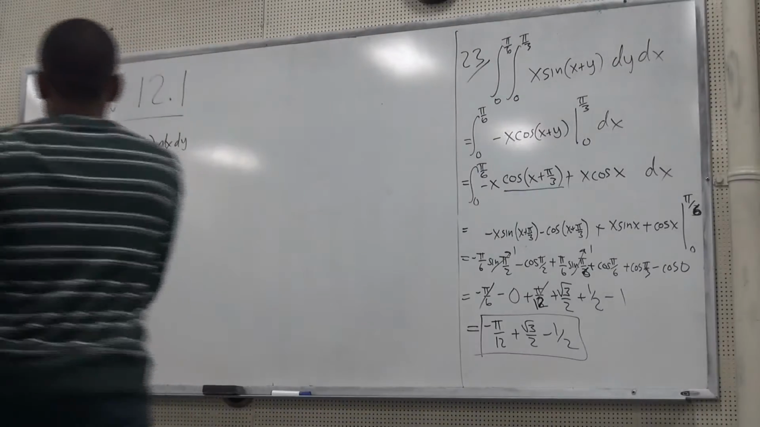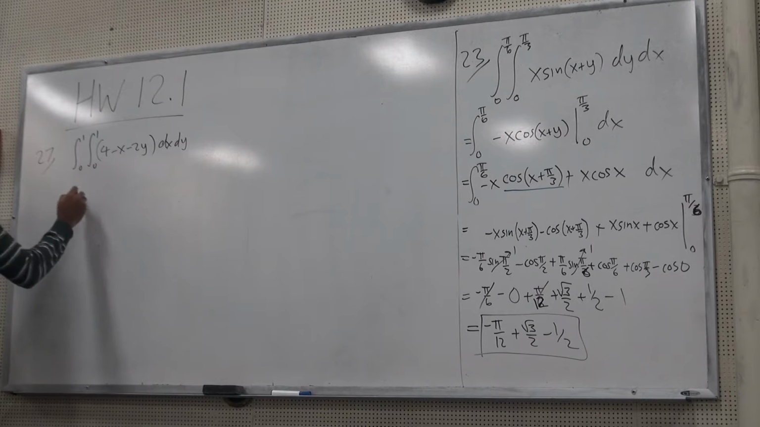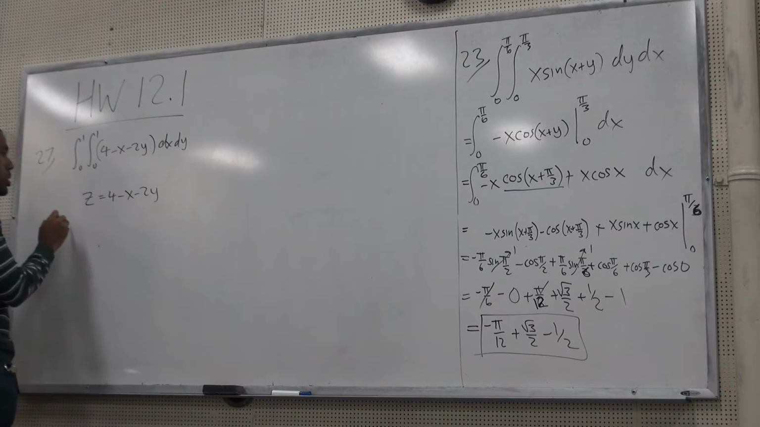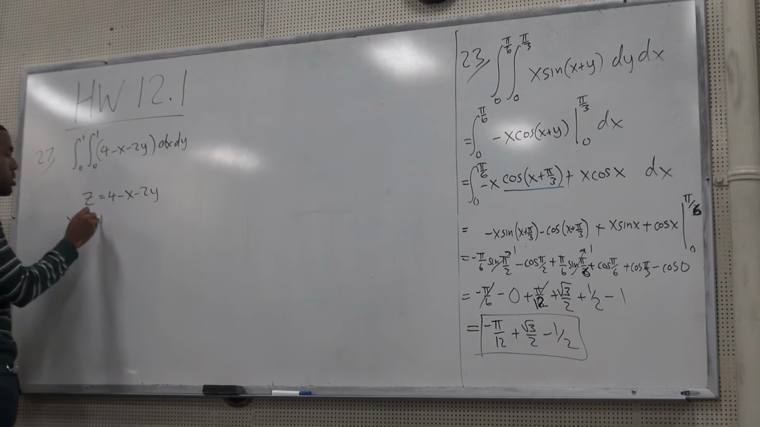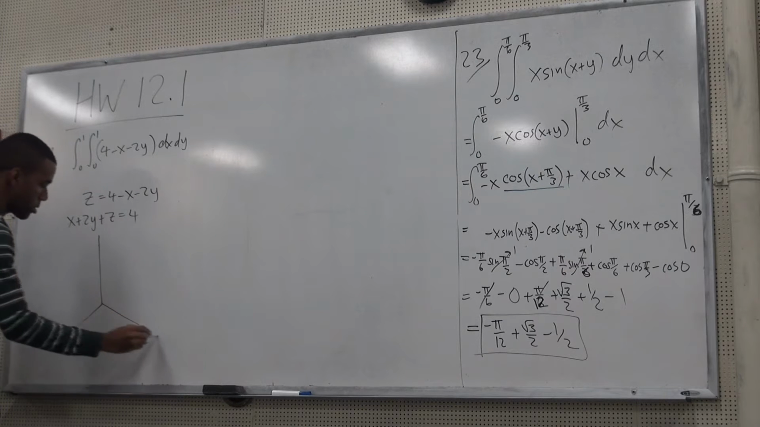Okay, ideas? Yeah, but what are we going to be sketching on this? You're sketching the plane. It's going to be a plane, right? We're actually sketching z equals 4 minus x minus 2y, which I can write as x plus 2y plus z equals 4. What does the sketch of that look like?